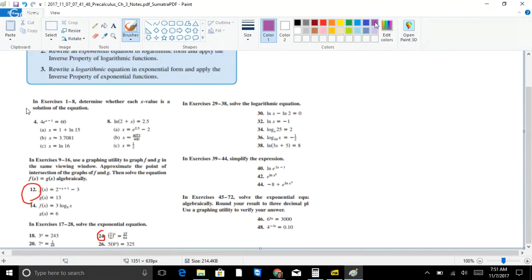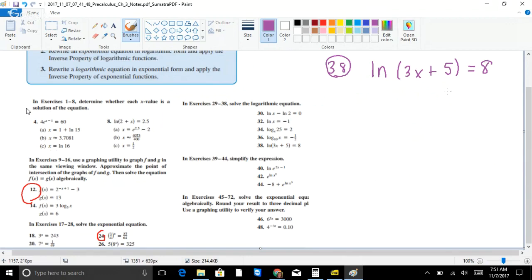All right, so we're in this section where we are solving logarithmic equations, right? So let's do number 38. I think we did 30 and 32 in class. So let's look at number 38. Okay, so 38 has the natural log of 3x plus 5 equals 8, and we want to solve for x. That's what we're trying to do, right?